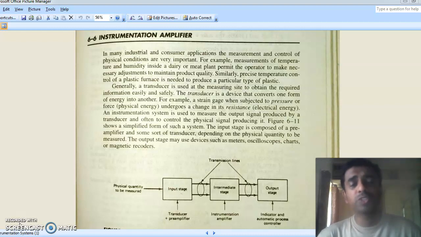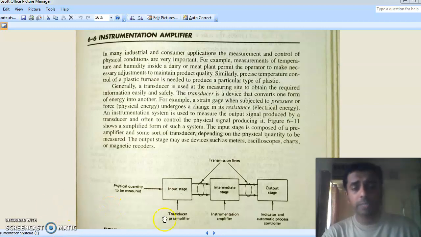So what is the solution? Something should be in between a transducer and the indicating instrument, and that is the instrumentation amplifier, and that is a prime application of an instrumentation amplifier. That is why it is called an instrumentation amplifier. That is, it gives an amplified output to an instrument. So here we can see that in thermocouples we have seen that the output is in millivolts. Only in the case of thermistors we had an output in volts.